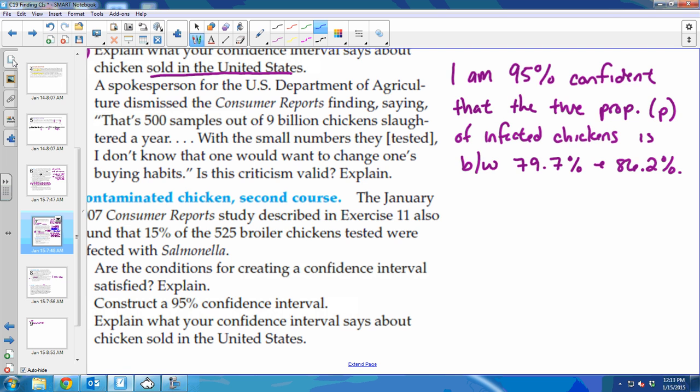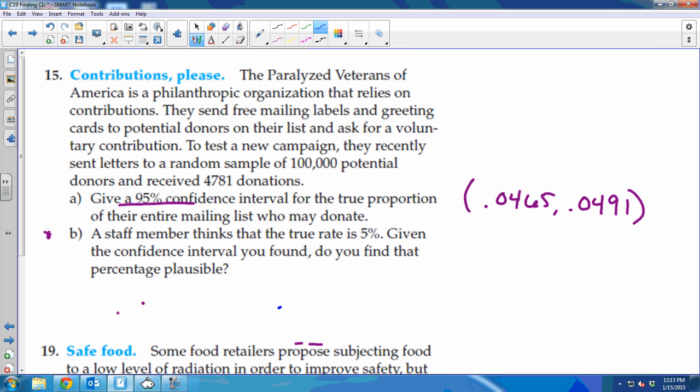Okay, then I just want to make a note. On 15, I'm not actually going to go through and do it. Again, I'm pretty sure you guys can follow that formula and construct the confidence interval. Am I right? I think so too.